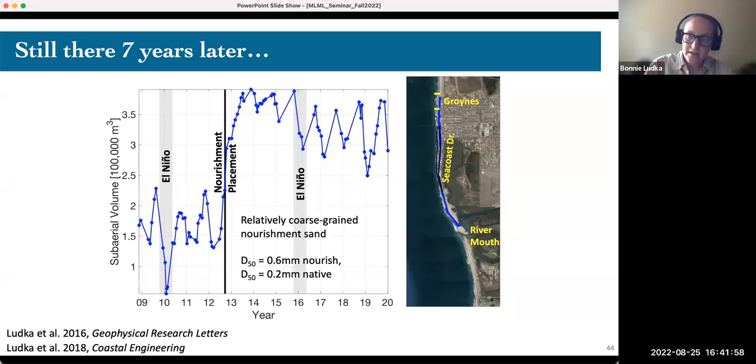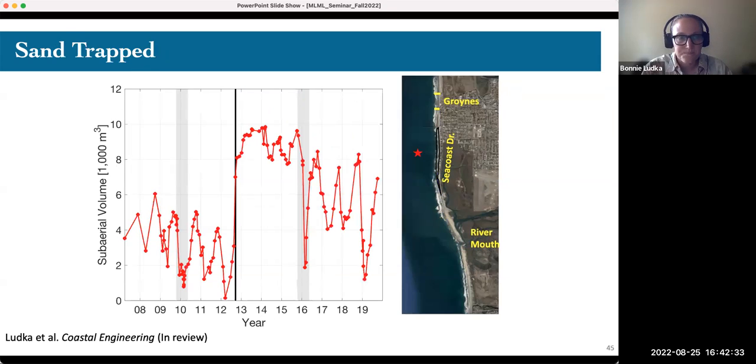And that work of sussing out why the nourishment remains subaerial for so long is shown in our GRL and coastal engineering articles. And we really did try and suss it out, even though wave conditions may be different across sites or across times. And this really stood out as why that sand was still there. But now we're looking at this whole region in bulk, alongshore integrated. Now I want to think about where the sand went within this region?